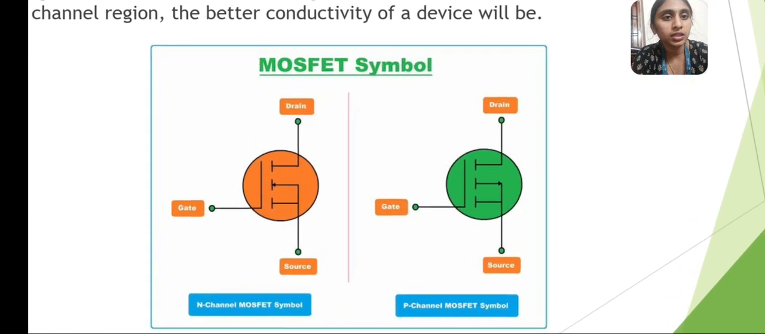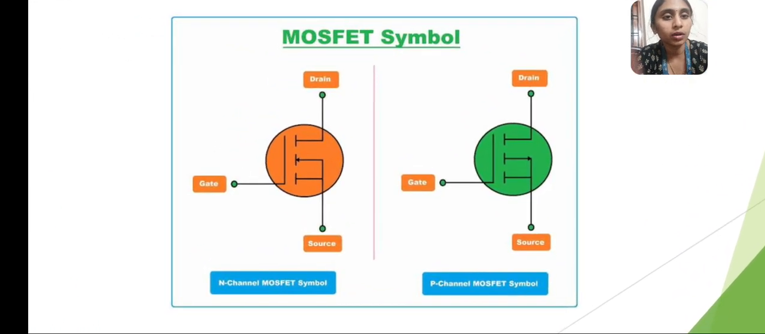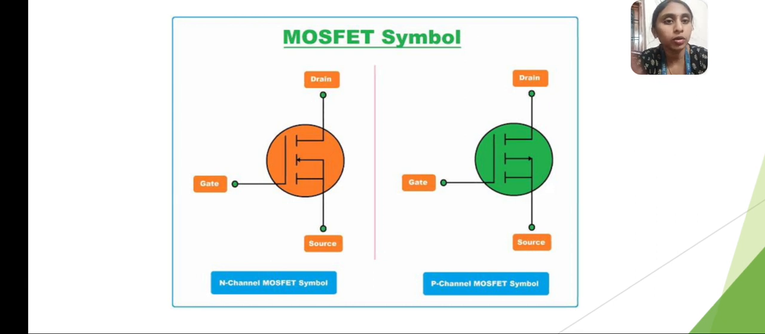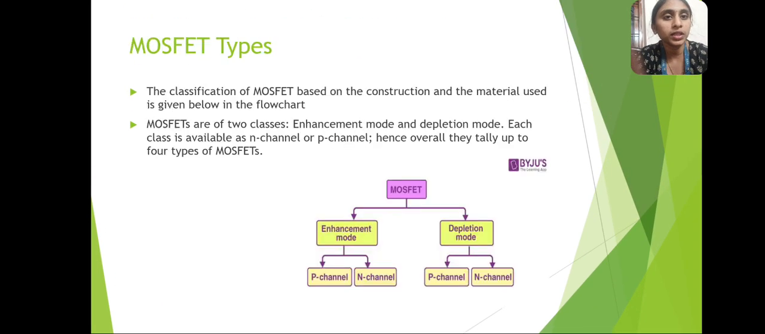So here we can see in this diagram, it is an N-type MOSFET and here a P-type MOSFET. These are declared as N channel and P channel by doping N-type or P-type impurities. If it is N channel, it is doped by P-type impurities. If P channel, it is doped by N-type impurities.